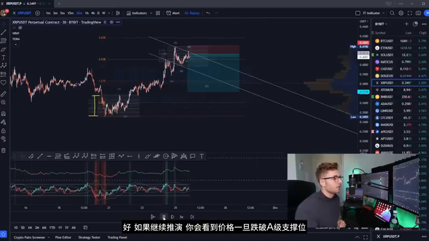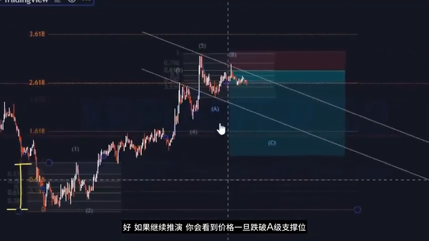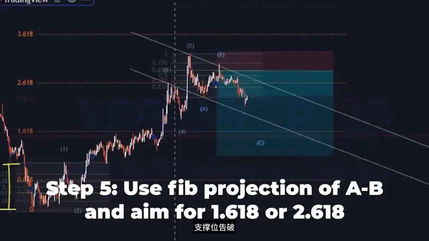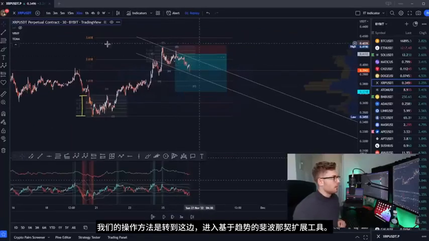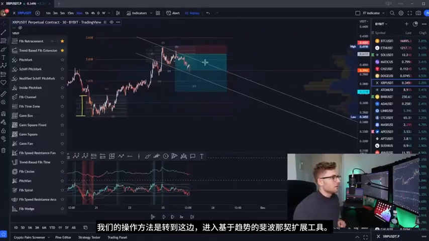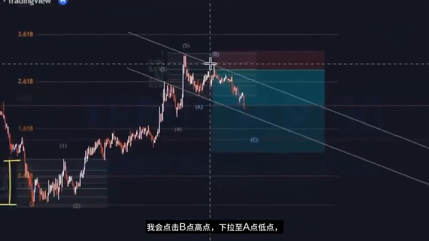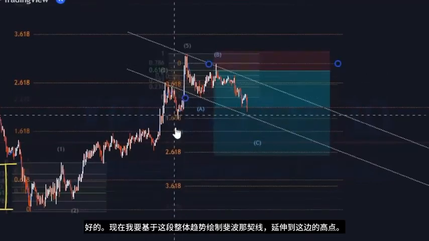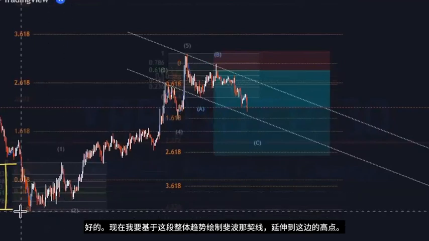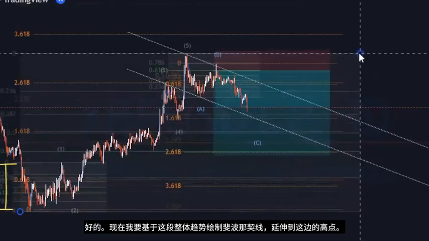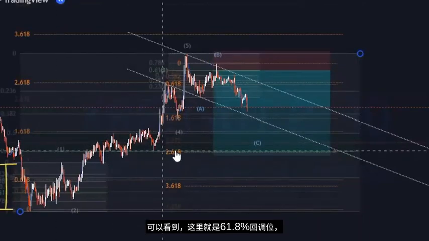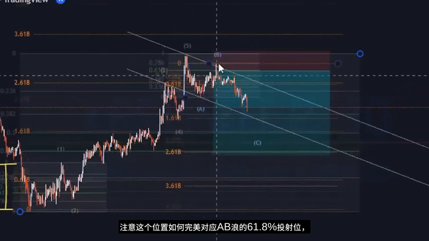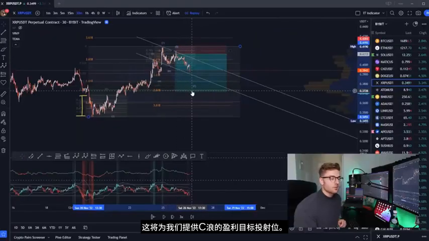Okay, so if I play this forward, you can see price comes down. Once you see the A level break, or at least touch like that, so we have price moving down, boom, we have a break, we can start setting our profit target. And the way we do that is we go over here, into our trend-based fib extension. I'm going to click at the high of B, down to the low of A, and then back up to this level here. So what I want to do is draw a Fibonacci off of this overall trend up to my high here. And you can see here's where my 61.8 is, and see how this is matching up perfectly with the 261.8 projection off of our AB. That's going to give us our projection for C for a profit target.